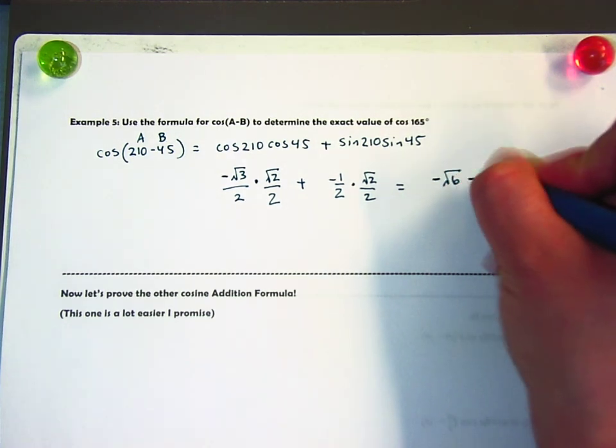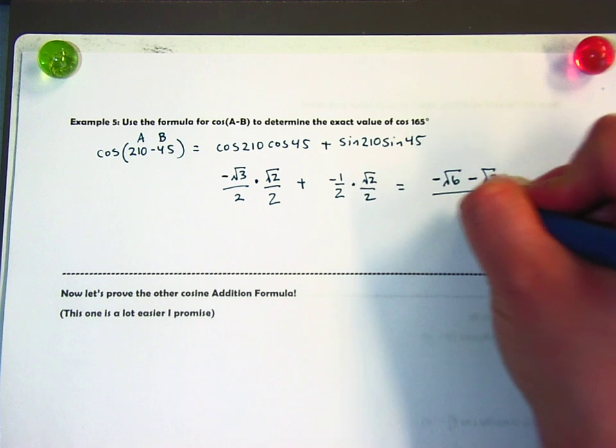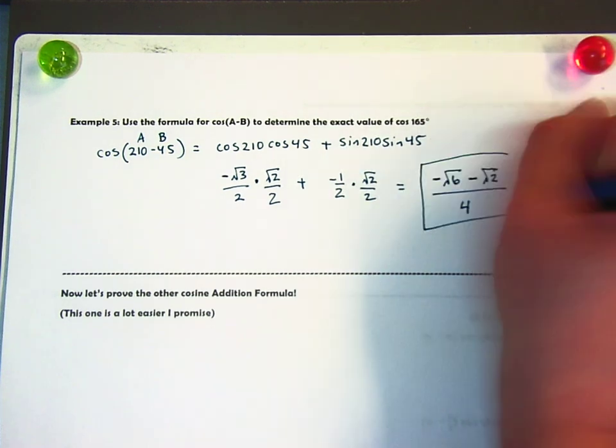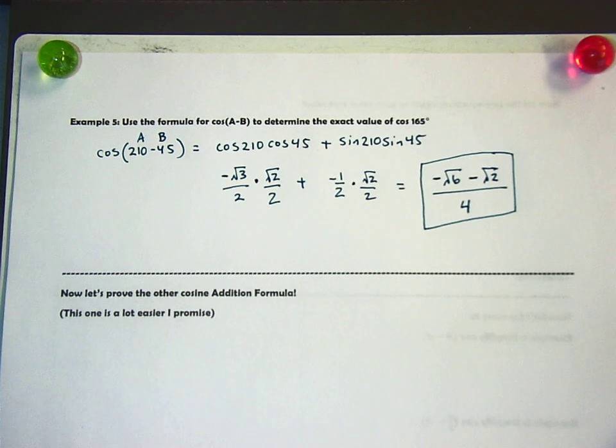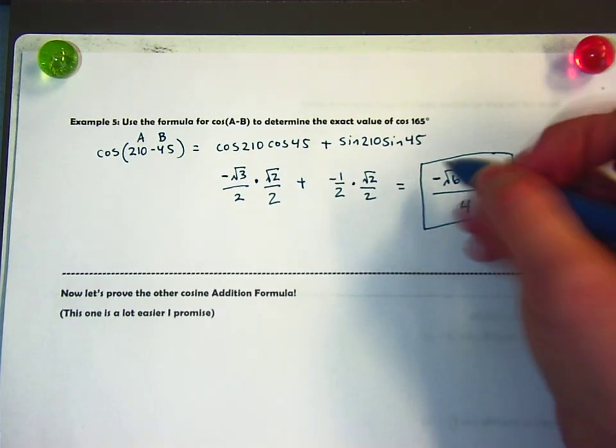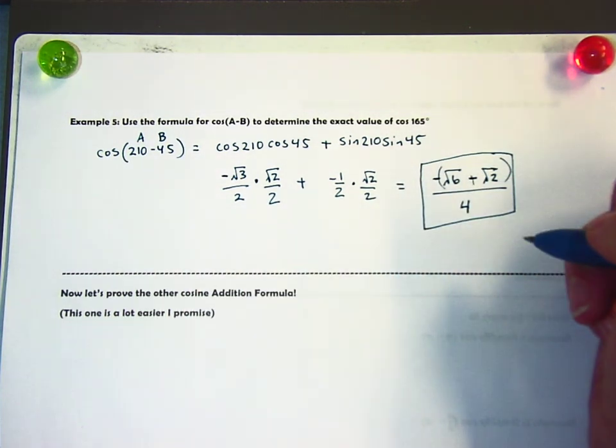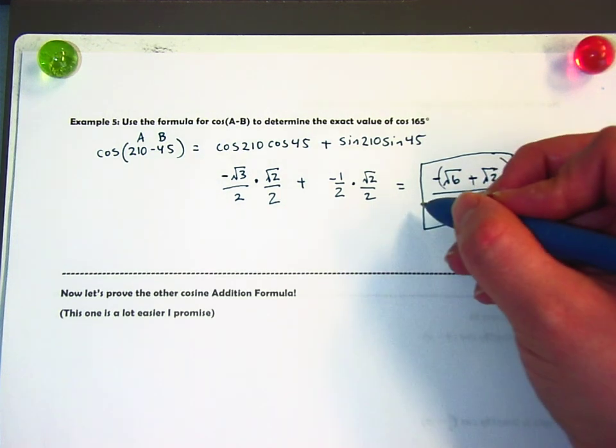You done? I got negative square root of 6 minus the square root of 2 all over 4. Did you guys get the same thing using 300 and 135? Does it matter when you put the negative on the denominator? Sure, if you pulled it out and did it like that, or just put it on the outside of the whole fraction, that would work.